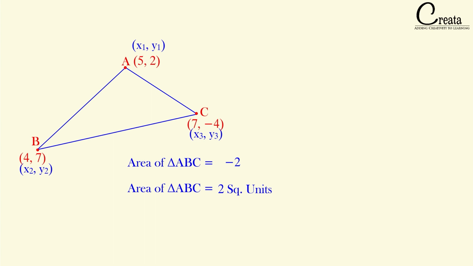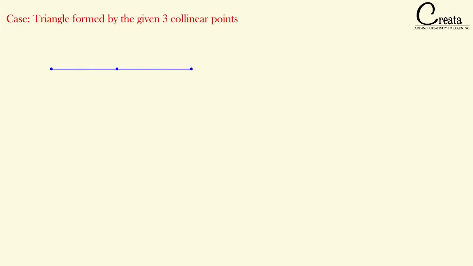Got it? The next type of question that is generally asked in the area of the triangle is checking the collinear point. Let's try to link the collinear point with the triangle or the area of the triangle. Whenever we are having 3 points which are collinear, no triangle will be formed. Triangle will only be formed when the 3 points are not collinear. One point is slightly above or below the rest of the points, then only triangle will be formed.